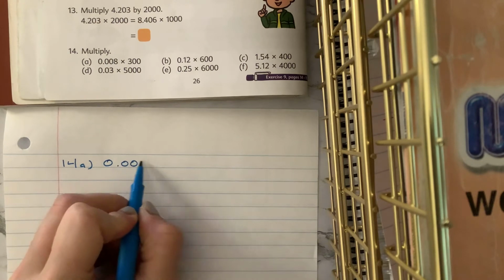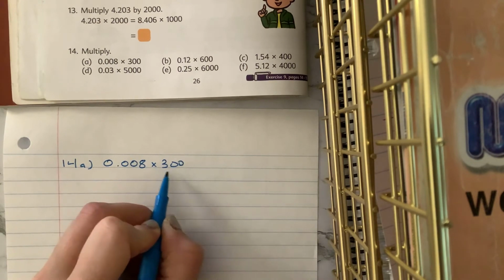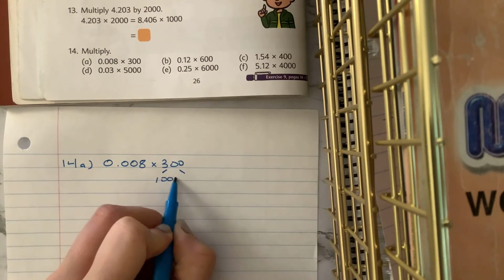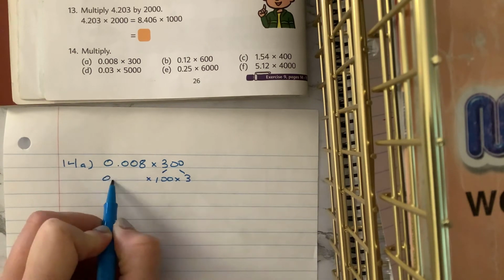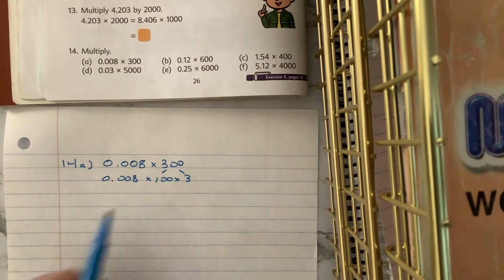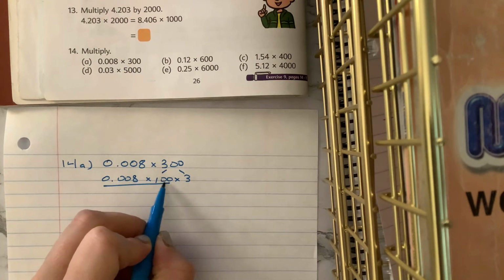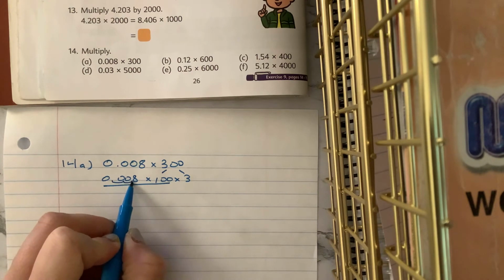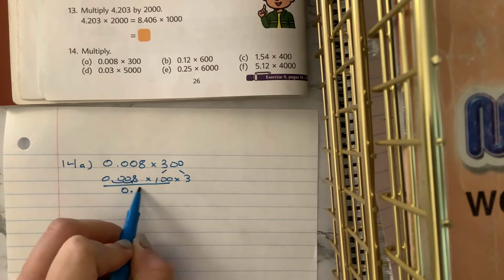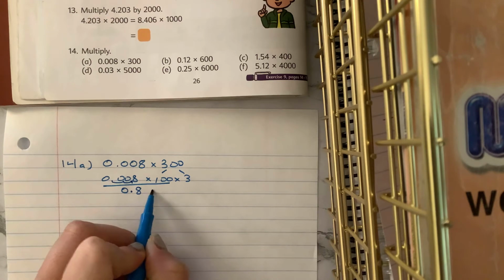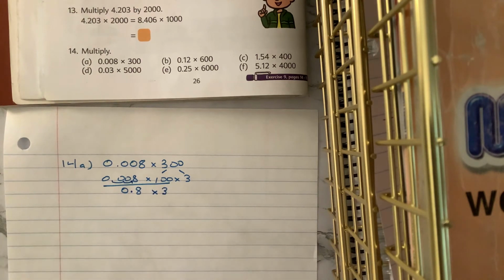So we're multiplying 8 thousandths by 300. Remember, we're going to break this into 100 and 3. Step 1 is to multiply by 100. When we're multiplying by 100, we go 2 decimal places to the right. We see 2 zeros, so 2 decimal places to the right. So now we have 8/10 times 3.